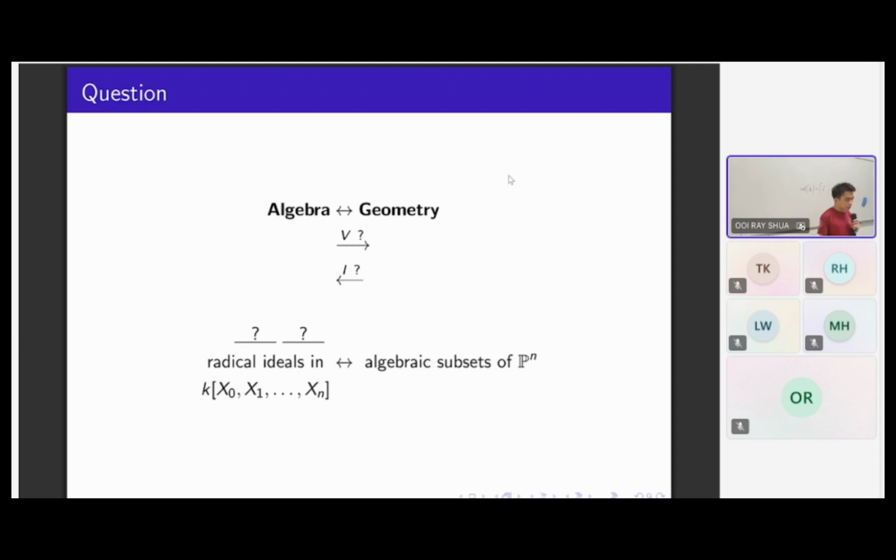Okay, so we want to do this projectively. So algebraic subsets of Pn, and then what does it correspond to on the other side? Basically, we just need to refine all our definitions, and then we can also prove the Nullstellensatz for the projective case.